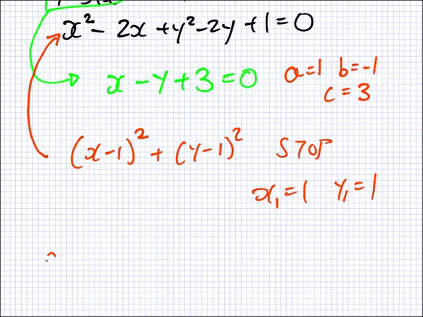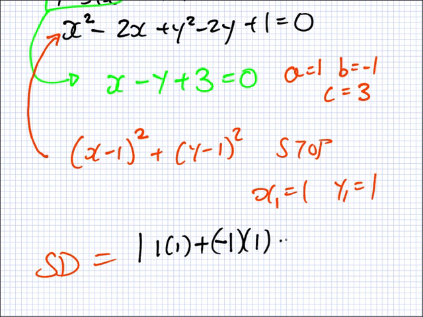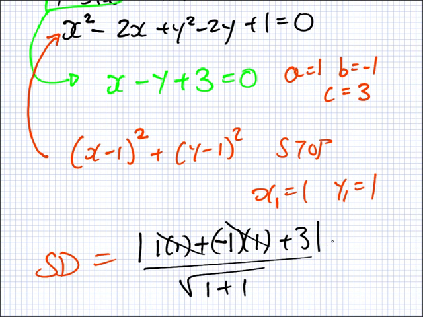So let's calculate the shortest distance now. Modulus of ax1 plus by1 plus c over square root of 1 squared plus minus 1 squared. They cancel, and modulus of 3 is 3. So 3 over root 2 is what I got here as the answer.